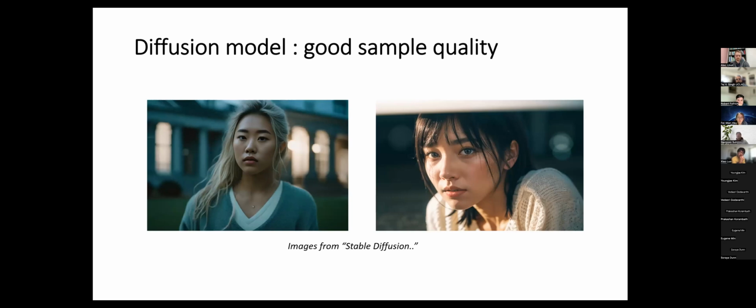So the diffusion model is now replacing the generative adversarial network framework in generative modeling, in modern machine learning, for many data modalities, including image, audio, or even text. This model is specifically well known for its super good sample quality for the newly generated data, as you can see in this slide.